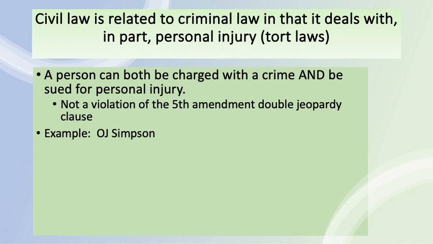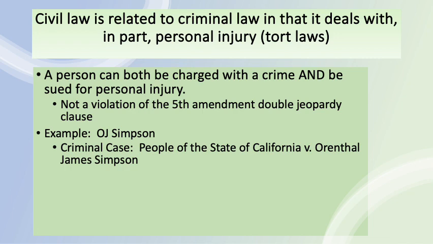So the classic example of the personal injury and criminal law overlap is O.J. Simpson. Okay. And so the criminal case was the People of the State of California. So again, criminal cases are always against the state, versus Orenthal James Simpson. And as we know, he was charged with first-degree intentional homicide for killing his wife, Nicole Brown Simpson. And as we know, he was found not guilty. If the glove doesn't fit, you must acquit.